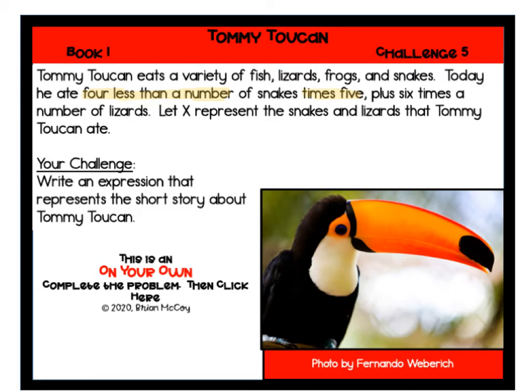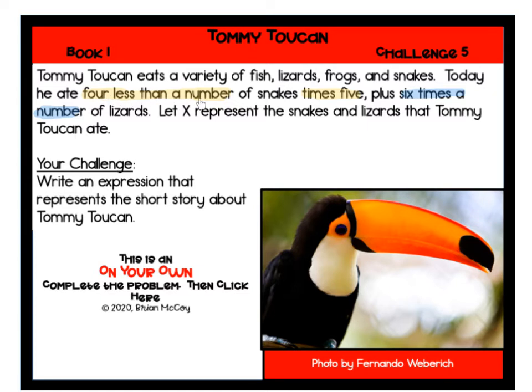And then we've got another one, and I'm going to do this in a different color. Then you've also got 6 times a number, and the a number part is your variable of, and that's of lizards, right? So you've got 4 less than a number times 5, and you got 6 times a number. Bam! We just need to put those two things together.